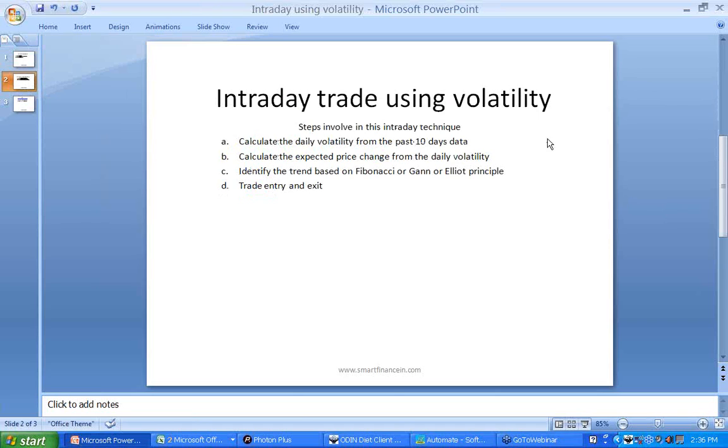And the steps I am going to take here: I'll be calculating the daily volatility from the past 10 days data. I'll be calculating the expected price range from the daily volatility. I'll identify the trend based on the Fibonacci principle or Gann or Elliott, and in this presentation I'll be using the Fibonacci principle, and I'll describe the trade entry and exit process. So this is what we are going to learn today.